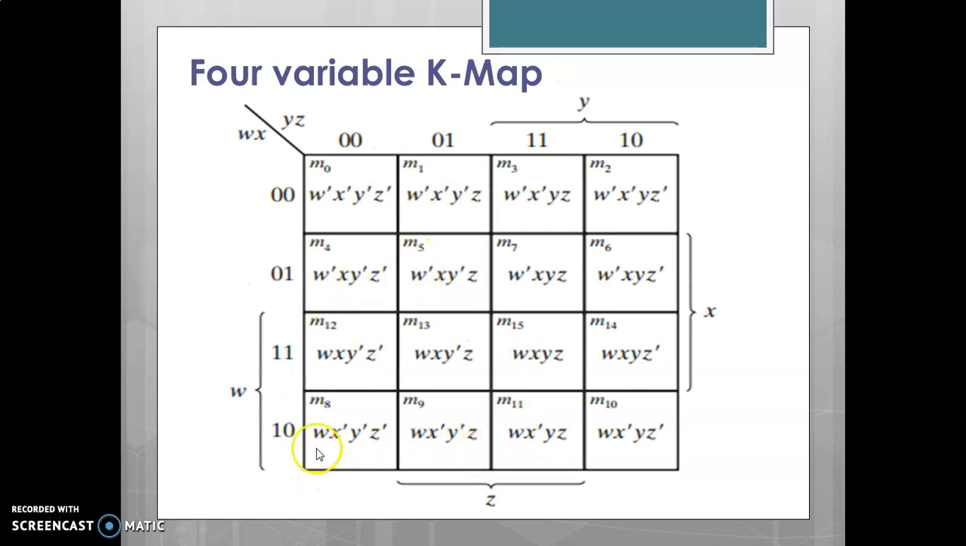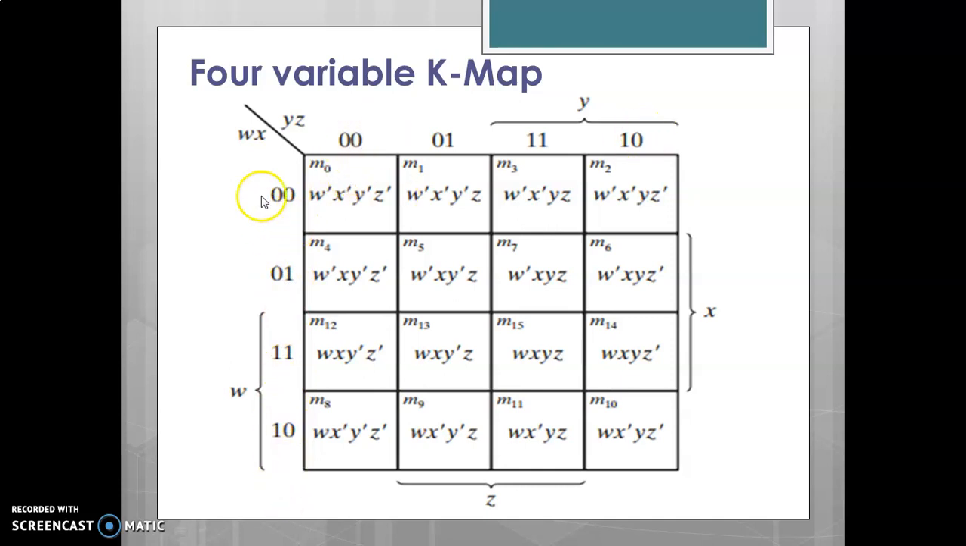The structure of the 4 variable K-map is shown here. Since it's a 4 variable K-map, it comprises 2 power 4 minterms. So we should have 16 boxes in the K-map, 4 rows and 4 columns. The rows correspond to the variables WX and columns correspond to the variables YZ. Again here they are ordered according to gray code sequence: 0 0, 0 1, 1 1, 1 0.